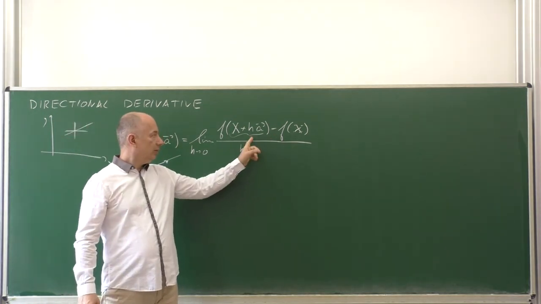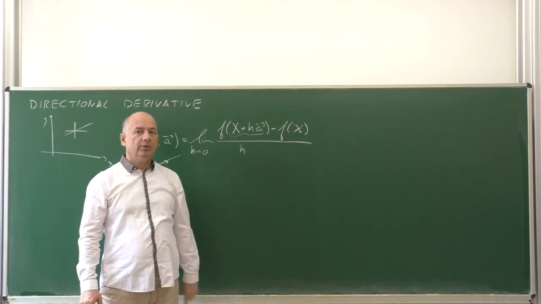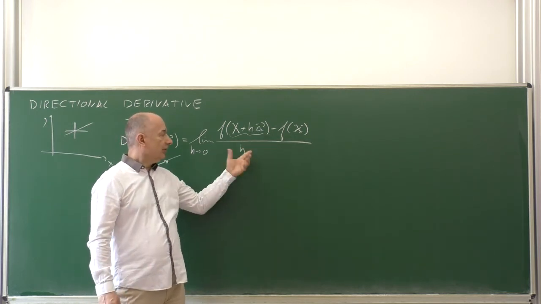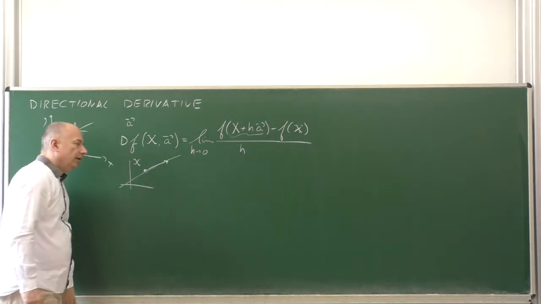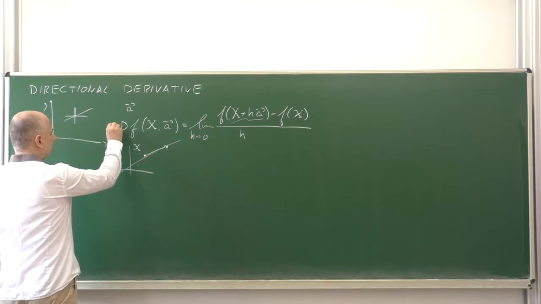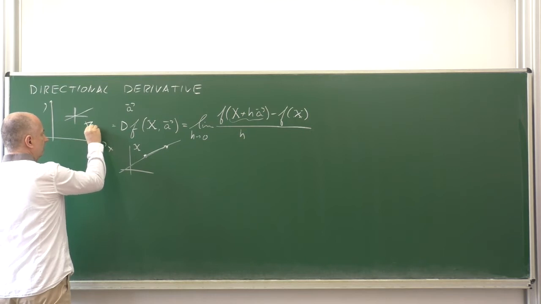And we compare the new value with the old value and divide by this parameter h, and then if this limit exists, it is an important object and we call it directional derivative. It is also sometimes denoted by nabla a f.